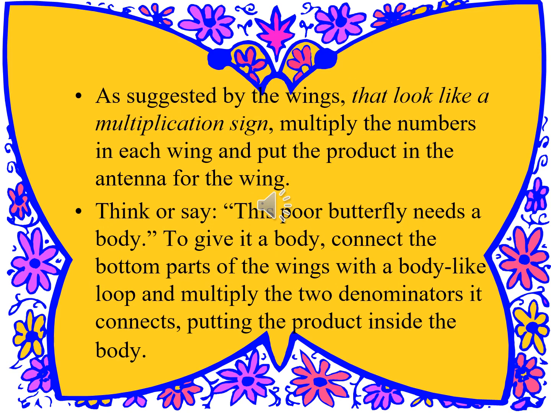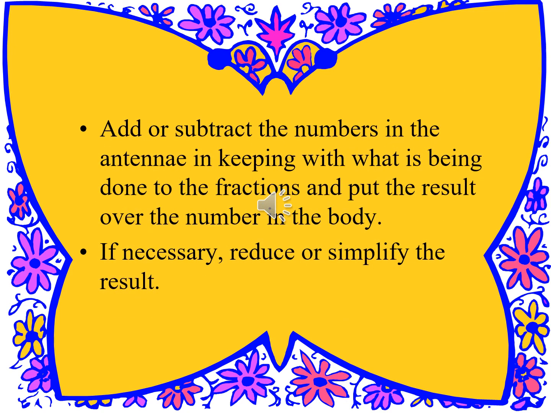Here is the continuation of the steps. Shall we all read this together? Okay, great. So based on these steps, we're going to multiply the diagonals and put the product on the antenna. And after that, we're going to also multiply the bottom numbers or the denominators. And for our last steps, let's read this together.